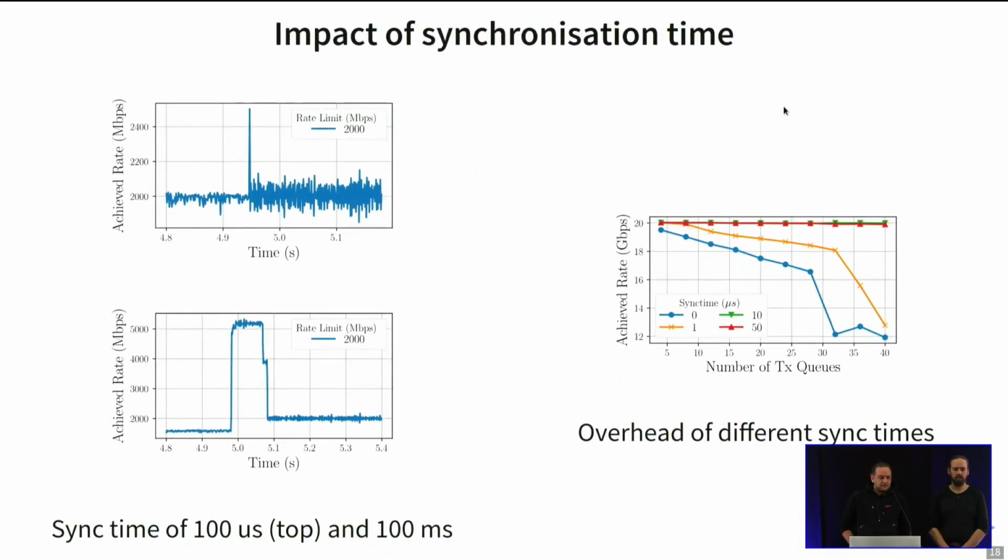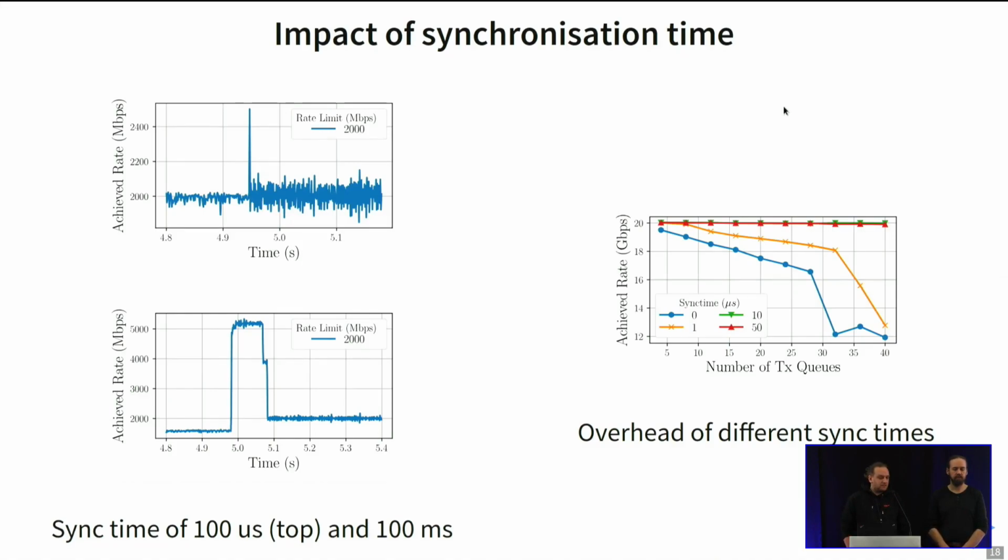But of course, our current approach is not without its limitations. So far, we have only looked at very static traffic patterns, so we didn't really have a change in the number of active queues. Here we see such a switching event on the left side, where we switch from 4 to 40 active queues.